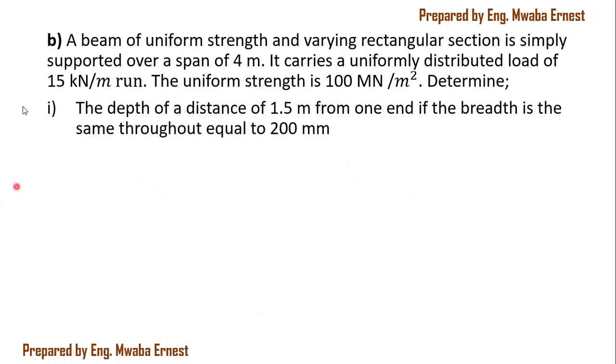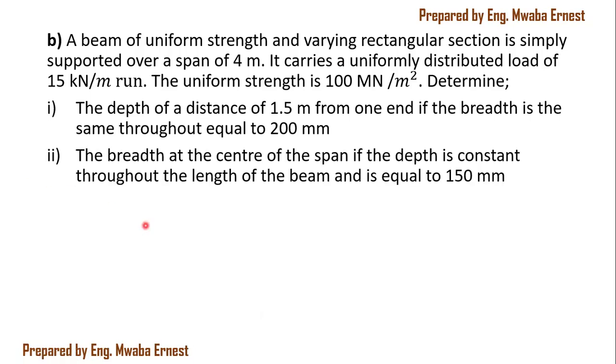A beam of uniform strength and varying rectangular section is simply supported over a span of 4 meters. It carries a uniformly distributed load of 15 kilonewton per meter run. The uniform strength is 100 meganewtons per square meter. Determine the depth at a distance of 1.5 meters from one end if the breadth is the same throughout and equal to 200 millimeters. Scenario 2, the breadth at the center of the span if the depth is constant throughout the length of the beam and is equal to 150 millimeters.